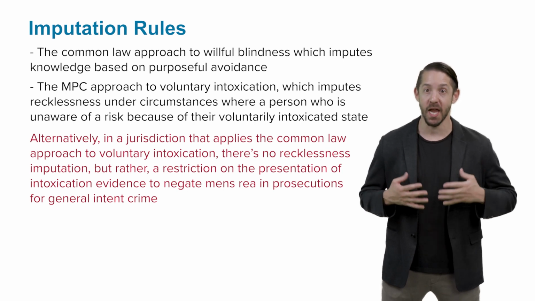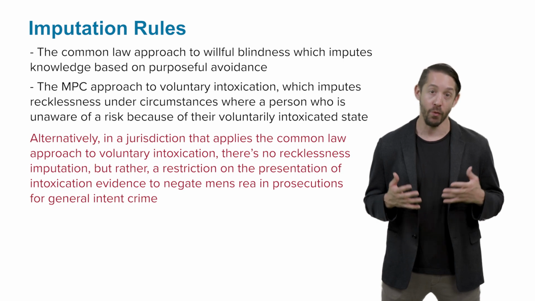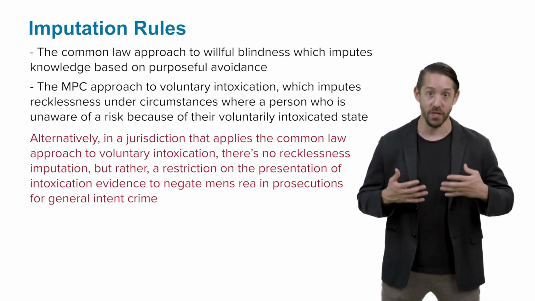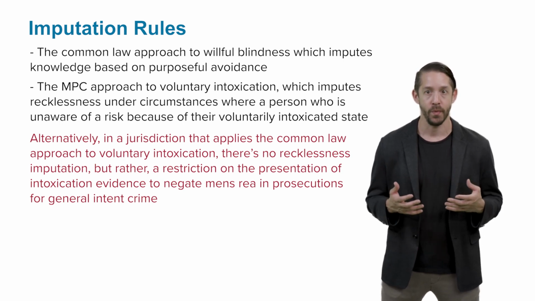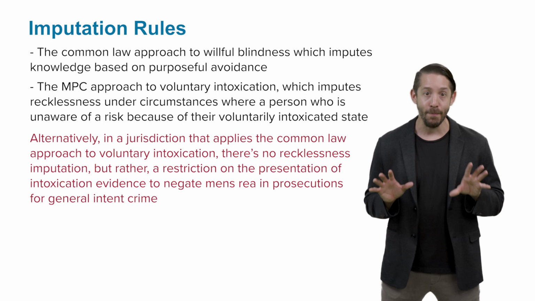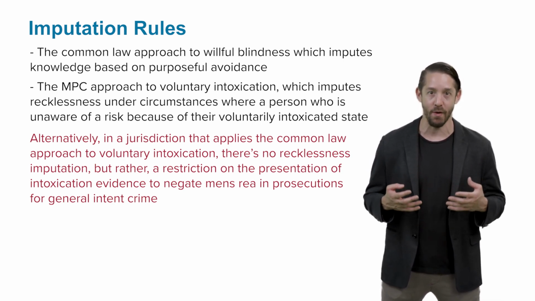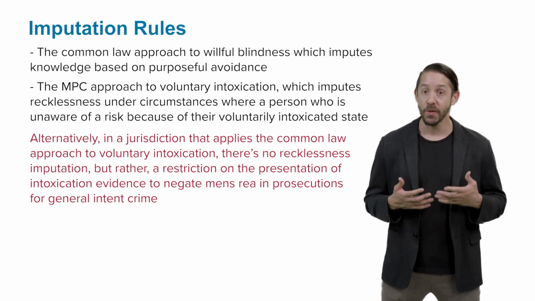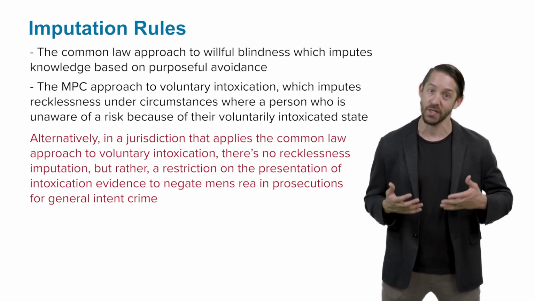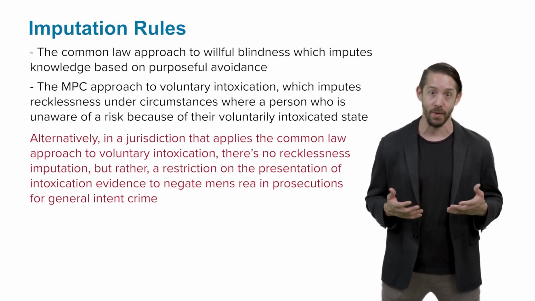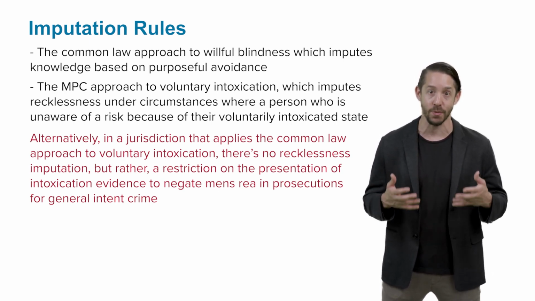Alternatively, in a jurisdiction that applies the common law approach to voluntary intoxication, there's no recklessness imputation, but rather a restriction on the presentation of intoxication evidence to negate mens rea in prosecutions for general intent crimes. Here's another thing to note. For fact patterns raising mistake or ignorance, the application of a logical corollary approach will usually take care of things and provide you with the right answer. But there are very limited situations in which mistake or ignorance as to the criminality of someone's conduct, which doesn't negate offense elements, can still excuse based on the narrow fair notice and reasonable reliance principles we discussed.